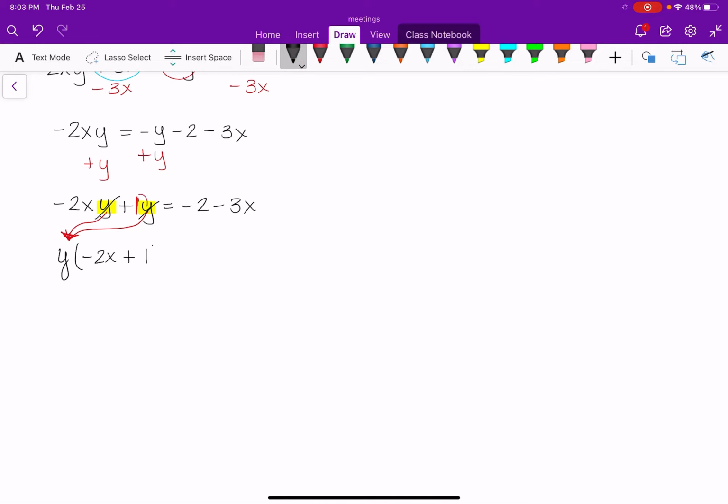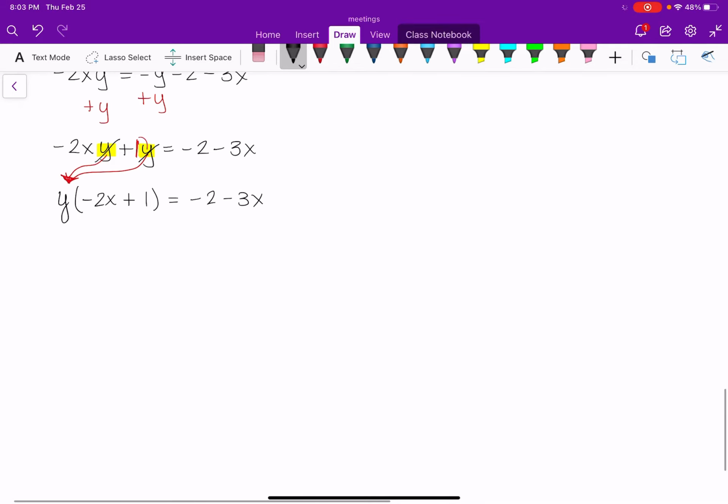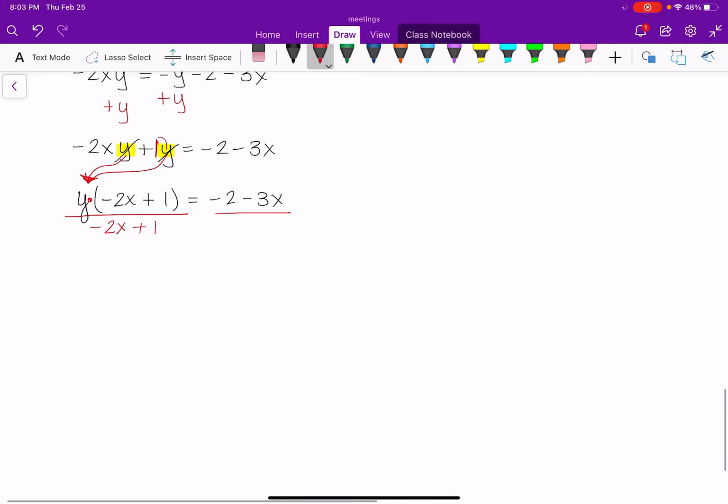So this would be plus 1 equal to negative 2, oops, I did it again, guys. Sorry about that. I don't know why I want to put an x on that. How about negative 2 minus 3x? Almost done. Remember that this is now multiplication, so we're multiplying y times this entire parentheses. So what we're going to do is use our opposite operation, which is division, and we're just going to divide by everything in that parentheses on both sides.